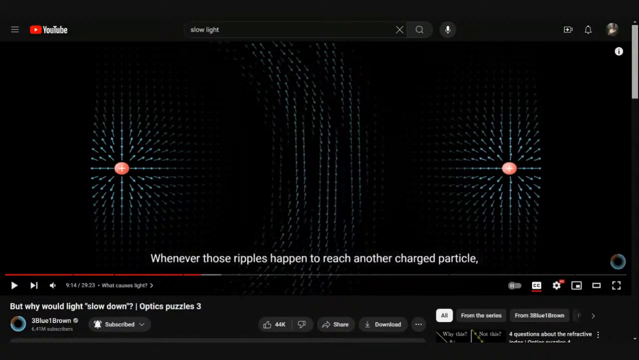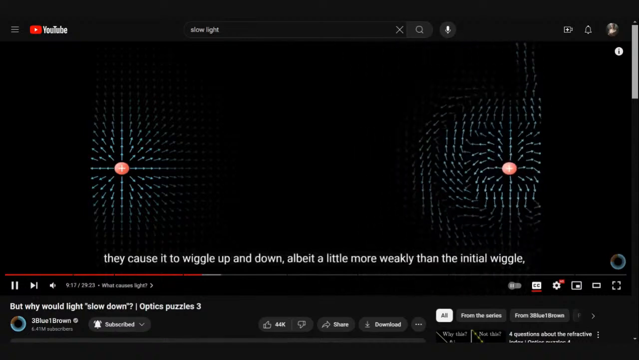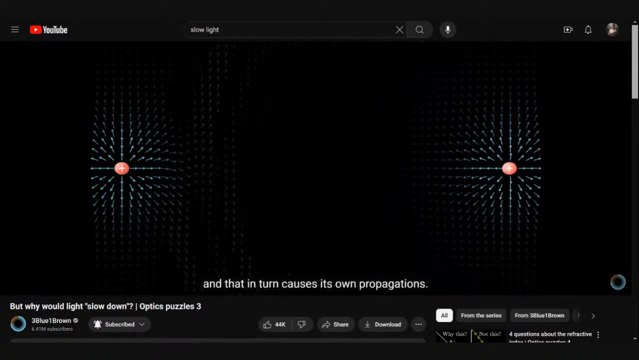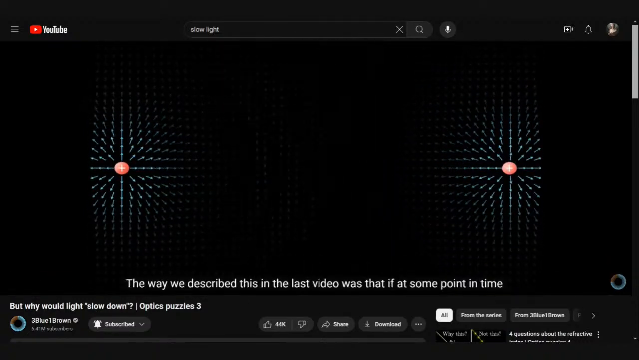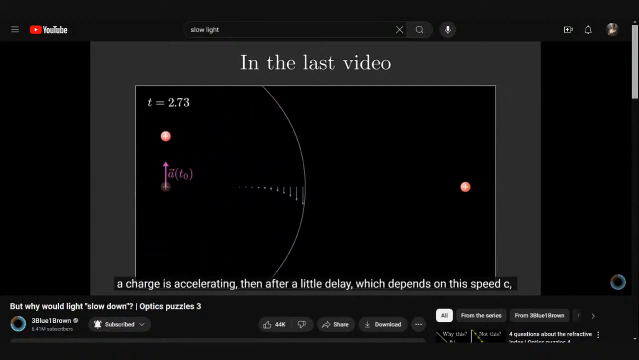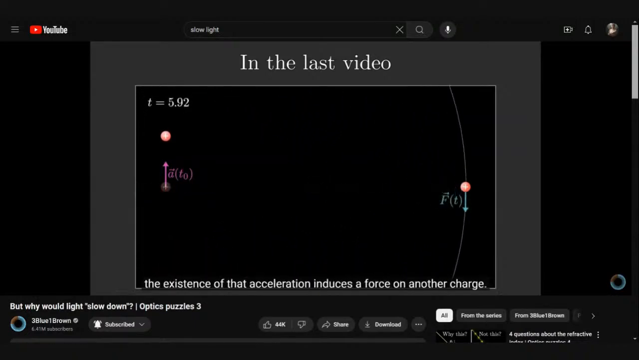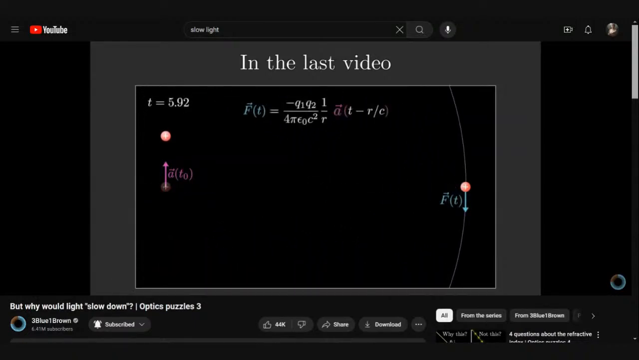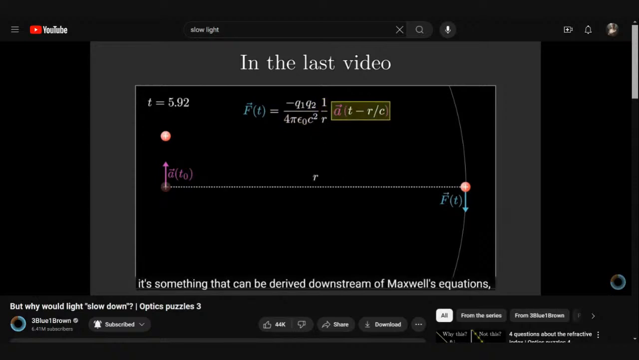Very nice. those ripples happen to reach another charged particle, they cause it to wiggle up and down, albeit a little more weakly than the initial wiggle, and that in turn causes its own propagations. The way we described this in the last video was that if at some point in time a charge is accelerating, and after a little delay, which depends on the speed c, the existence of that acceleration induces a force on another charge. We went over the specific force law describing this. It's something that can be derived downstream of Maxwell's equations.